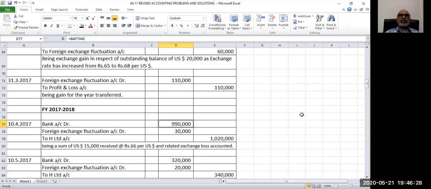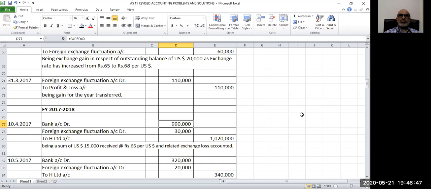Our loss is 2 rupees per dollar because the rate has moved from 68 at the end of the year to 66 now. So 2 rupees per dollar, total loss will be 30,000 rupees. So we are debiting exchange fluctuation account for 30,000 rupees.